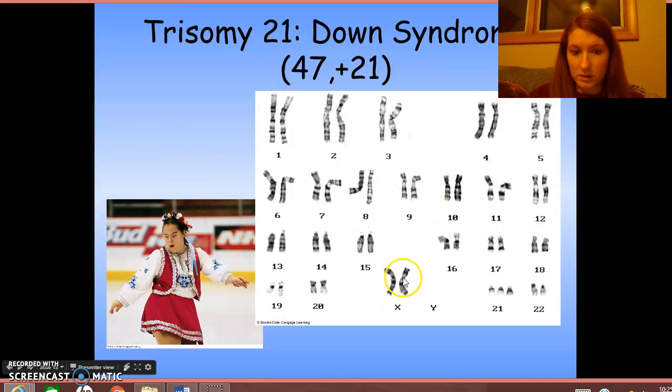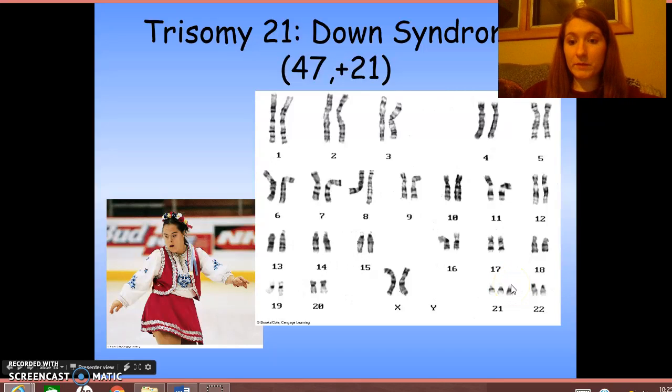So if you look on here, this karyotype, right down here it shows you the 3rd chromosome for chromosome 21. So this is an example of a trisomy. And you can see the chromosome is smaller than the rest of them, so they don't have as many genes on them, but it still can affect the individual in many ways.